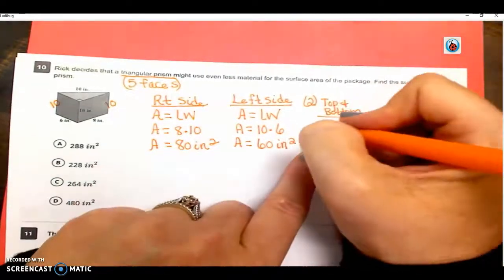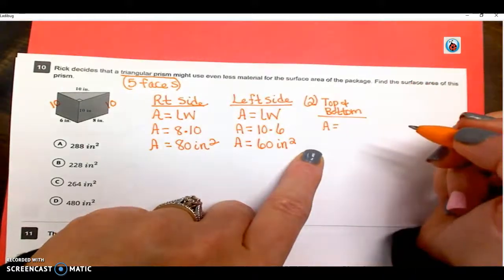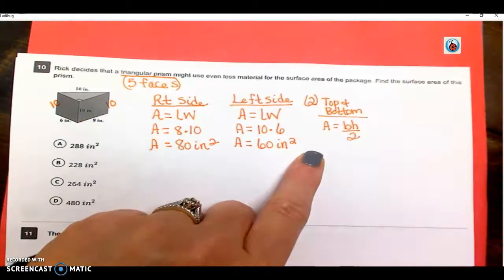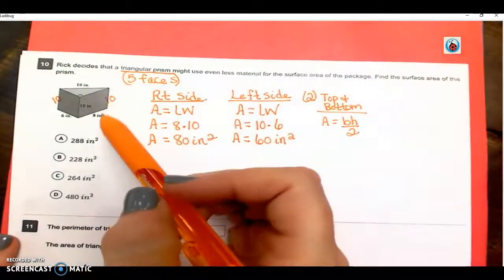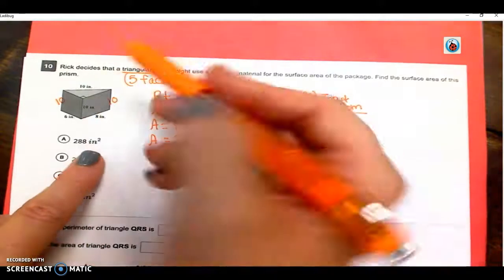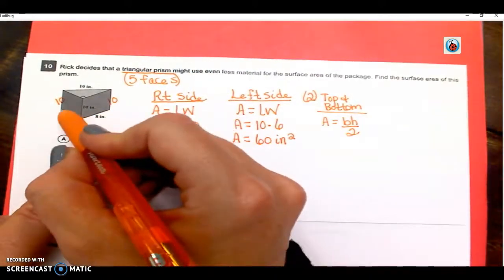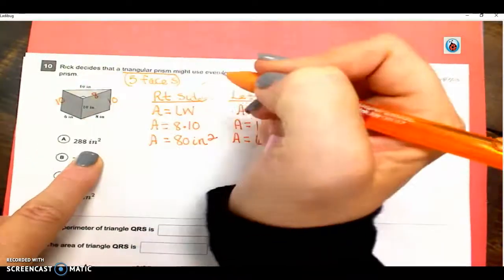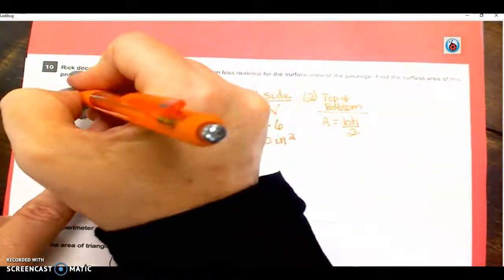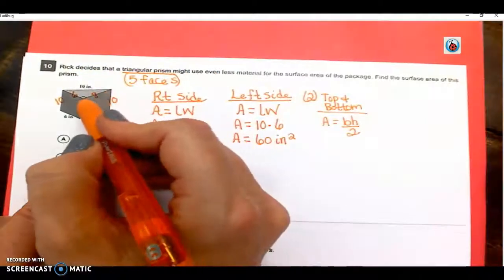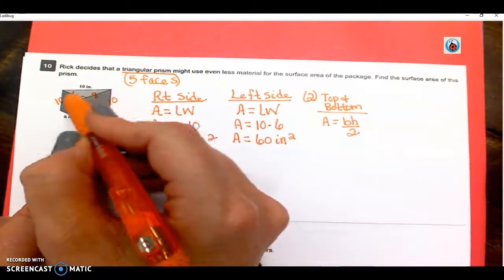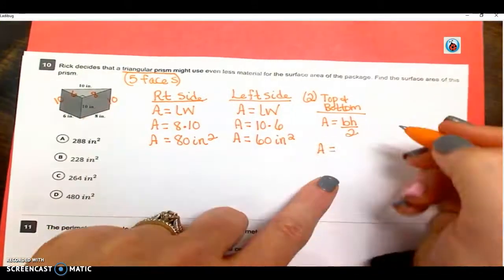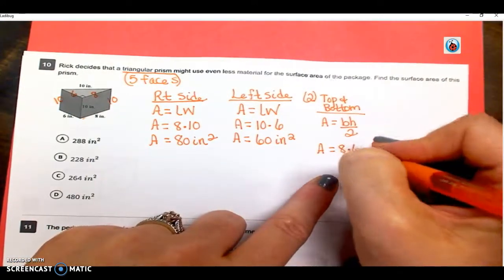Now, because these are both triangles, we know the formula for a triangle is base times height divided by 2. And so therefore, we're going to take a look at the triangle. So we can see from the bottom that it's 8 and 6. Also, if this is 8, this is going to be 8. If this is 6, this is going to be 6. You can see the perpendicular base and height. So we have 8 by 6 divided by 2.